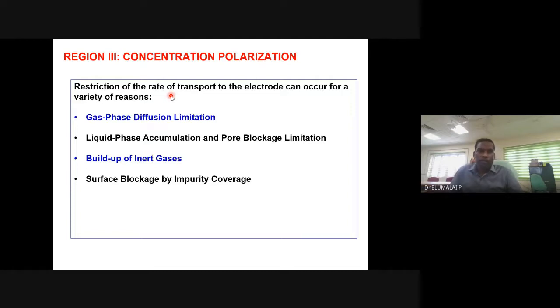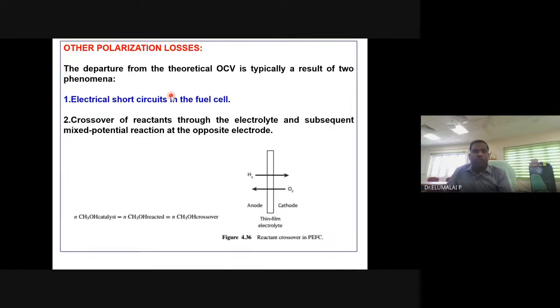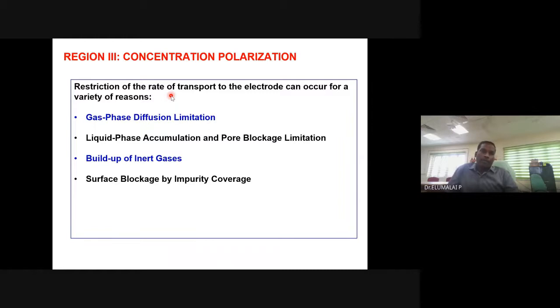So last is concentration polarization. Fuel is allowed to fall on the anode compartment, getting absorbed, desorption, and simultaneously oxidation, so the charge transfer reaction is taking place. Then fuel is lost, concentration is lost. So the loss due to that is concentration loss.